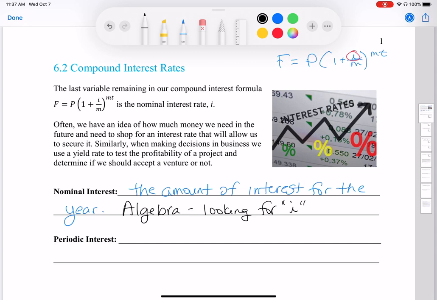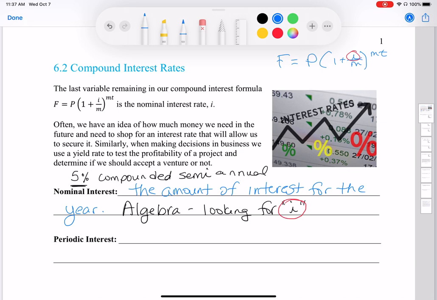Now, when you see nominal interest, it always talks about how it's being compounded. So an example of nominal interest for the year might be 5% compounded semi-annually. So this would be how we would describe it. The 5% would be for the entire year, but we always also say how it's being compounded. But most importantly for us, when we're doing our algebra, when we want to solve for nominal interest, we are solving for I.